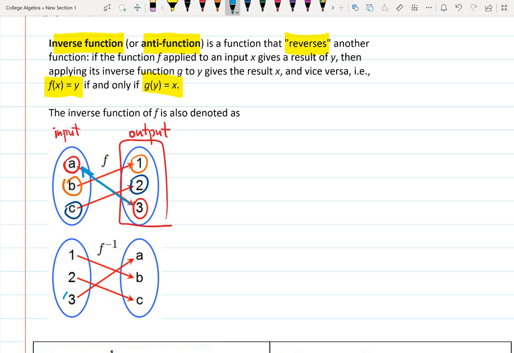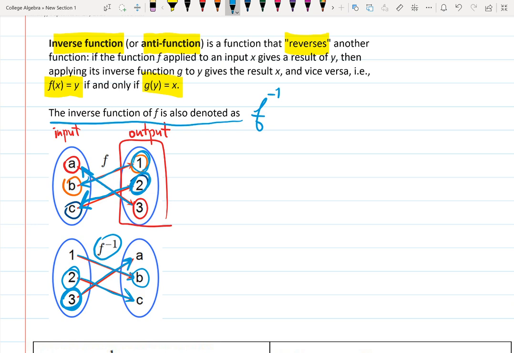So now I'm having 3 as known data, and I say 3 came from a. How did I get 2? Let's see, going back, 2 came from c. So now it tells you c gave me 2. How did I get 1? Let's see, going back, that's b. 1 came from b. So this little notation means f minus 1. We read it f minus 1, and it doesn't mean 1 over f. It is a notation for the inverse function, f minus 1.